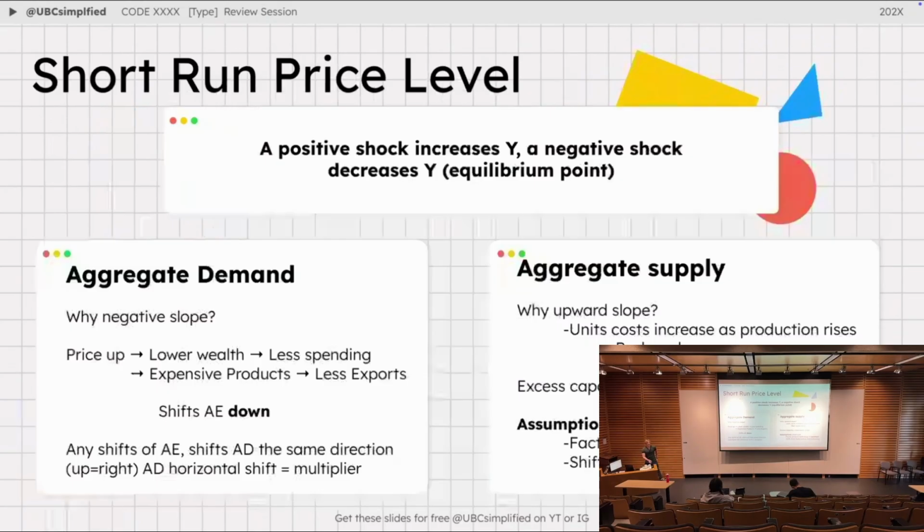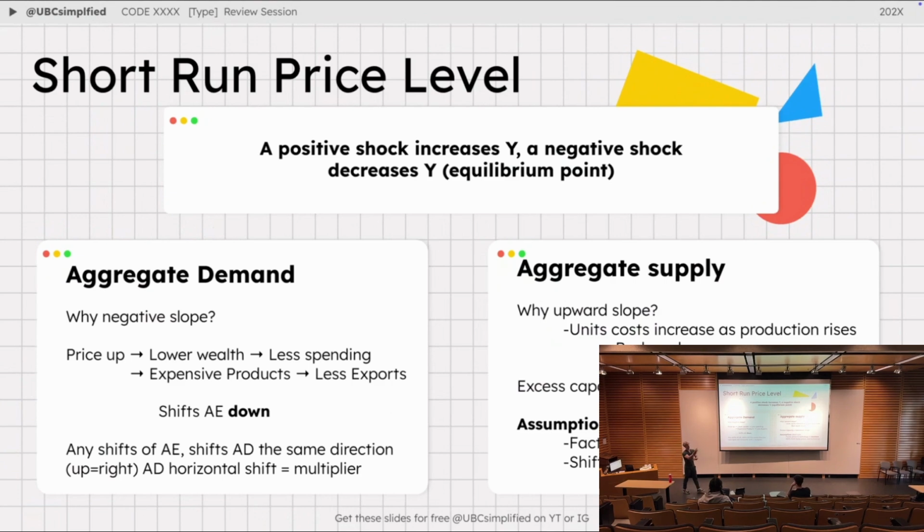Okay, so we've talked about that. Now we're going into our short-run price level. We've talked about aggregate demand, and now we're going to talk about what happens when the price level is different. There are two things: aggregate demand and aggregate supply. This is basically just a graph, and we'll show it to you. It's price on one axis and on the other, what our demand will be, which is our real GDP.